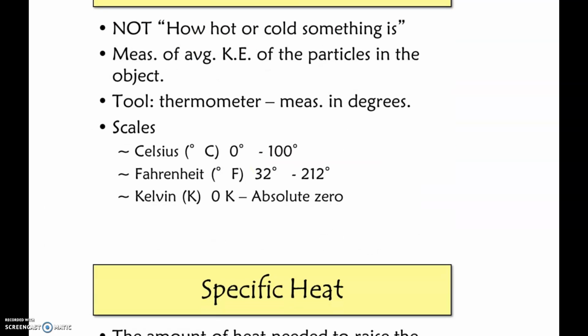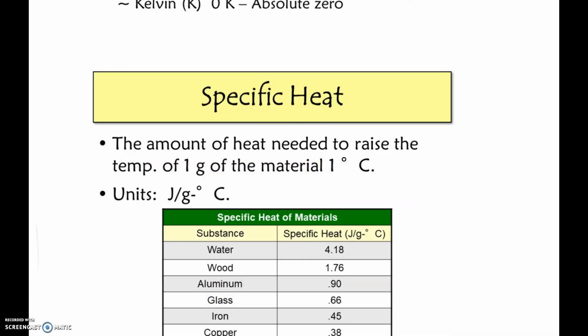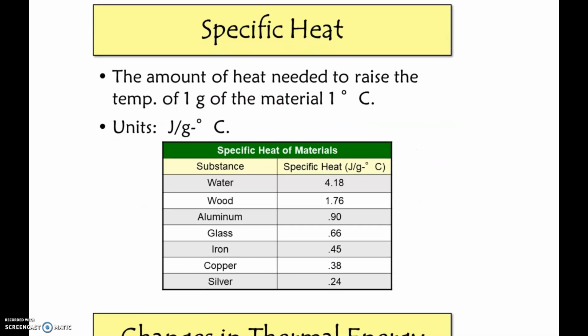So, temperature. It's not just hot or cold. You already know this because we've done the heating curve in previous units. Temperature is basically the average kinetic energy of the molecules. The different units are Celsius, Fahrenheit, and Kelvin. Let's look at the stuff that you're doing today.